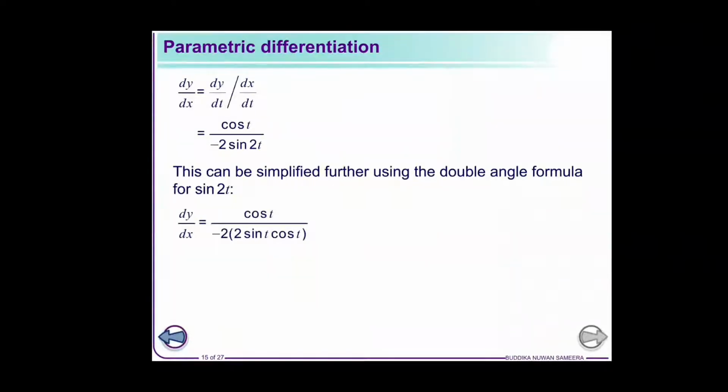You know that sin 2t is equal to 2 sin t cos t. So cos t and cos t cancel. So when you multiply by minus 2, the answer is minus 1 over 4 sin t. Or else you can write it as minus 1 over 4 cosec t. So minus 1 over 4 cosec t is the gradient dy over dx as a function of t.